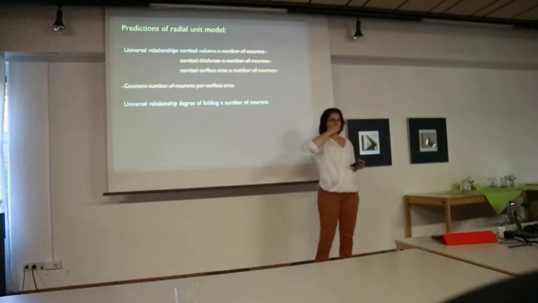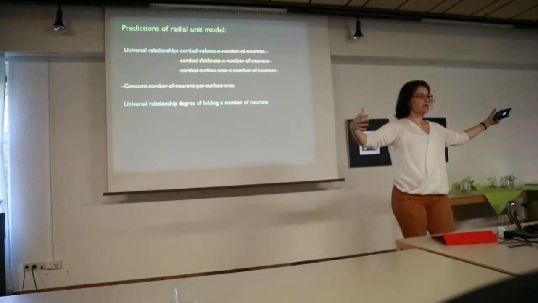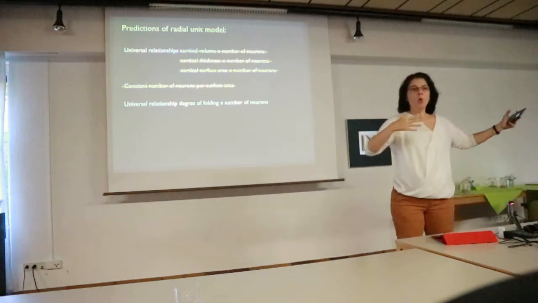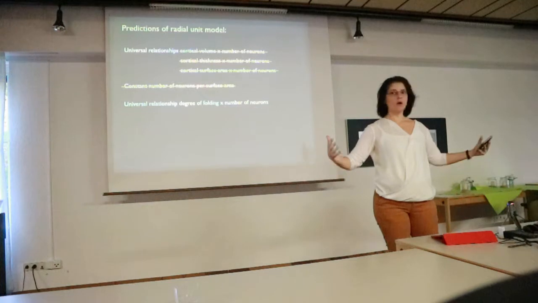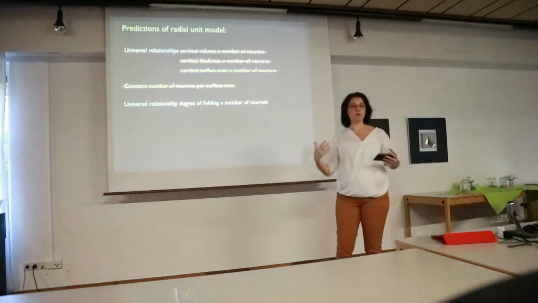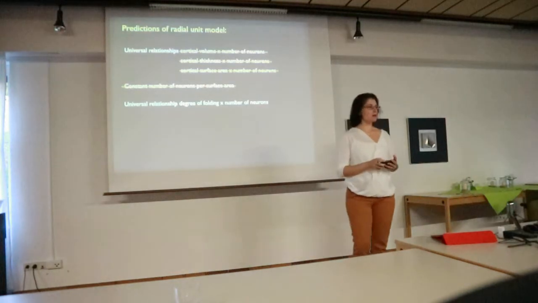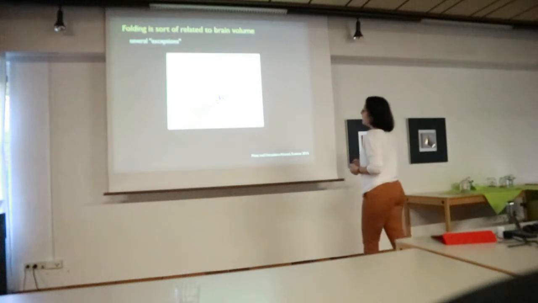There is also no constant number of neurons per surface area. And what about this? Is there a universal relationship between how folded the cortex is and how many neurons it has? Meaning, is the only way to get more neurons in the cortex having that cortex fold? Or do you necessarily get a more folded cortex as you gain more neurons? Well, now that we have data for all these different species, we could look at that.